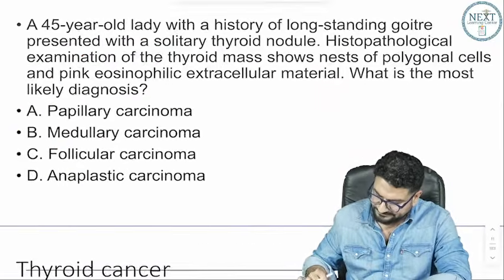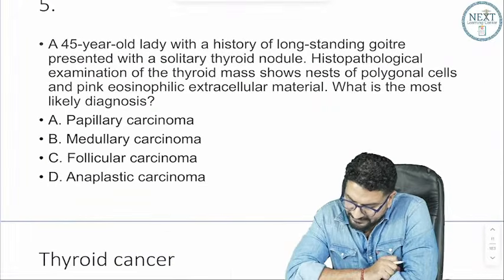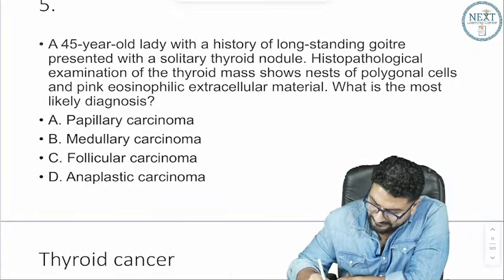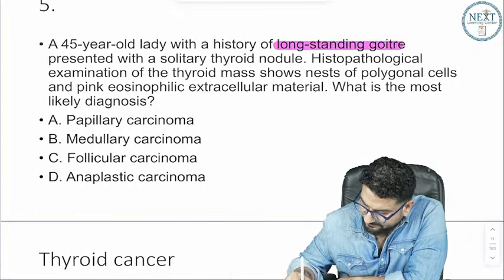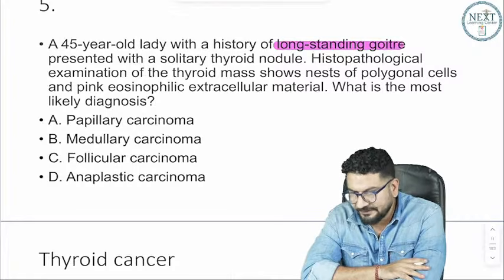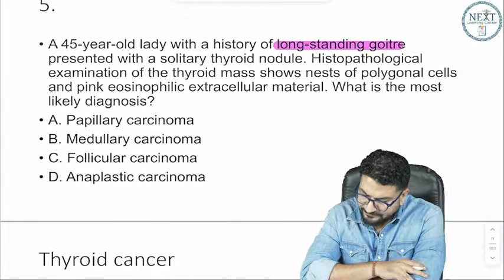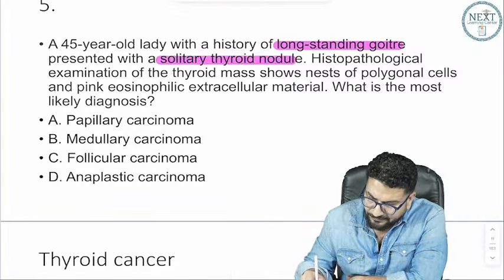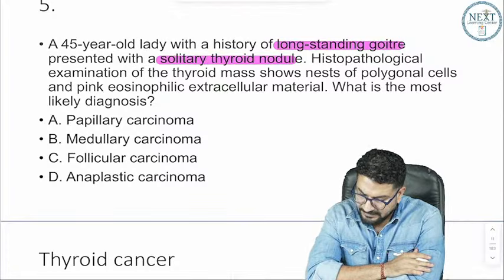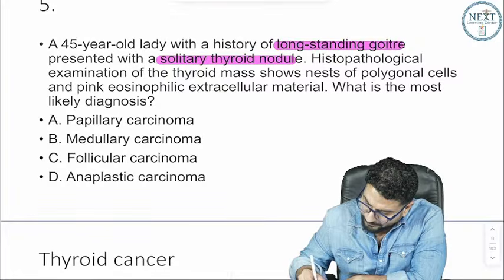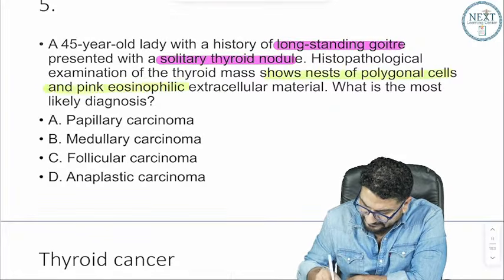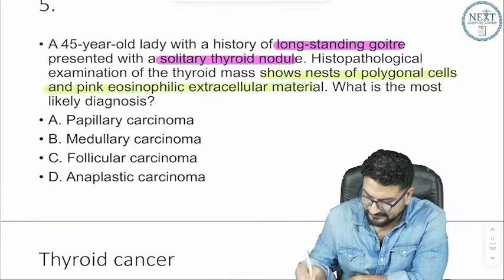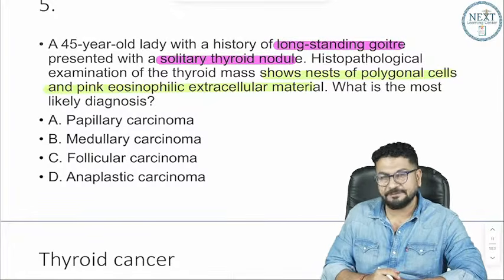Now compare this. A 45-year-old lady with a history of long-standing goiter. So first hint in the question, long-standing goiter. Patient has had goiter for many years. Presented with solitary thyroid nodule. There is a thyroid nodule. Examination of thyroid mass shows nest of polygonal cells and pink eosinophilic extracellular material. So this is the hint in the question. Can you see the hint, anyone?